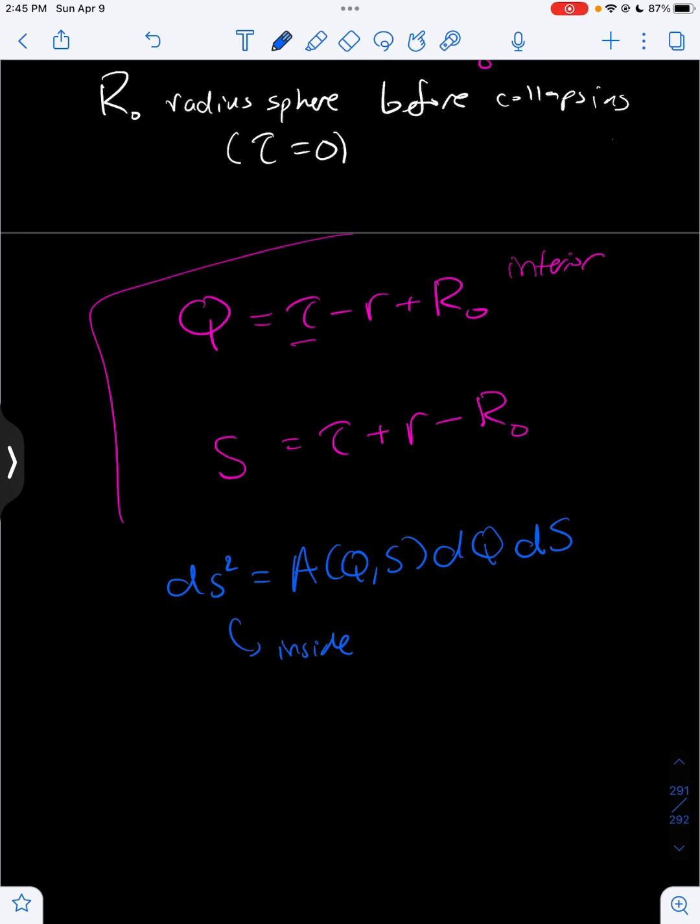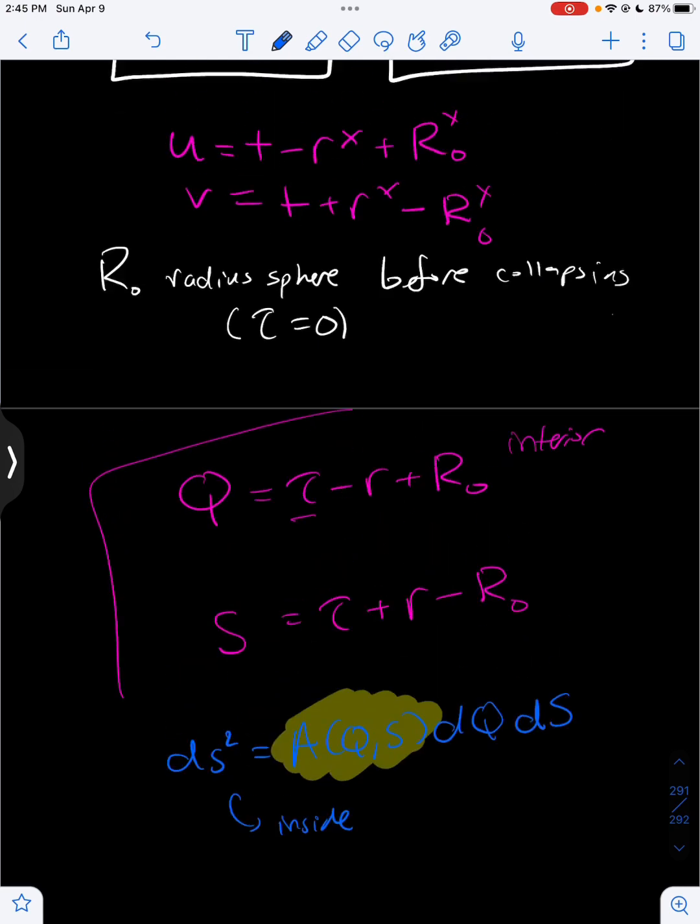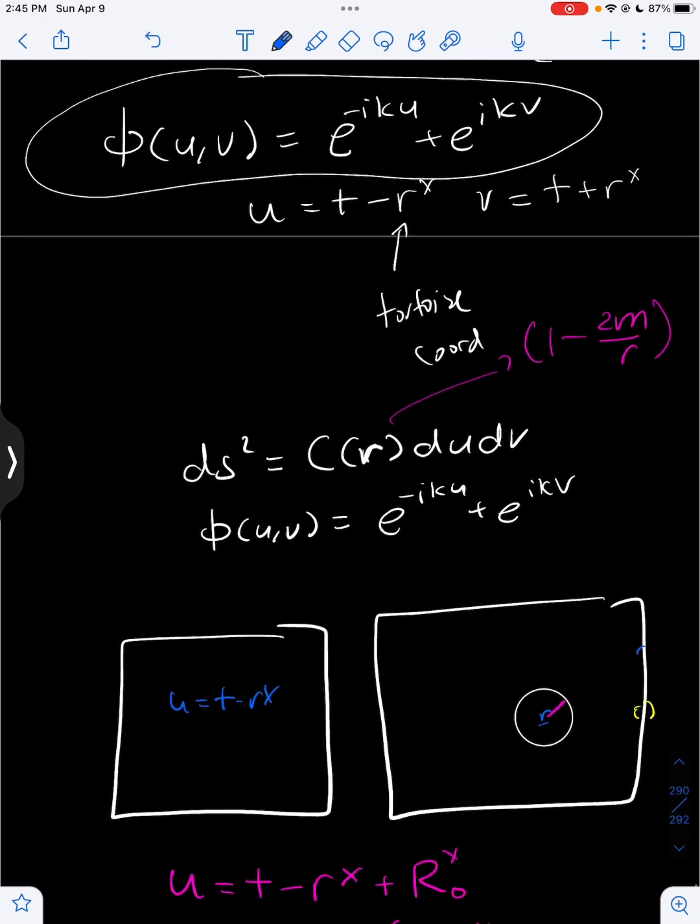Now, you might be wondering, what is this A of QS? Well, that doesn't actually matter. It turns out that for this derivation, the actual form of A of QS does not matter. We can look at different models, different forms of A of QS, but at the end of the day, we don't really need to care about the actual form of A of QS. So again, we get this metric by solving the field equations for inside of a sphere, whereas the other metric was found by solving the field equations for outside the sphere. That's the vacuum solution, right?